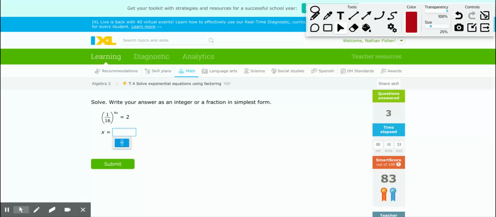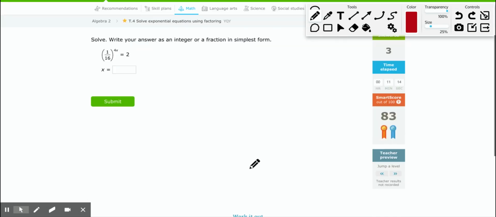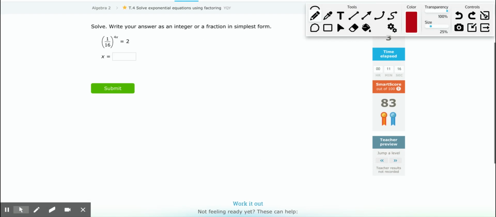let's do this one. 1 over 16 to the power of 4x. Well, right off the bat, I want to change that so that the 16 is not in the bottom of a fraction. So if I make that negative, like our rule from before, I could have 16 to the power of -1. Let me make this a bit smaller and scroll down so I have more room. 16 to the power of -1, and then I still have that 4x on it.